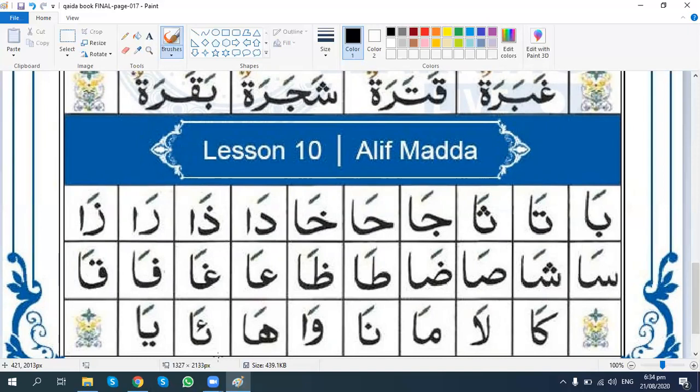Before you start this lesson, you can tell your student that we have three Madda letters, which are Alif, and Ya.